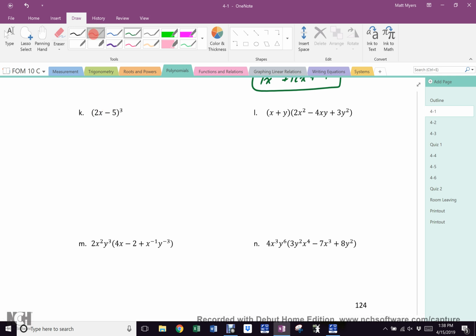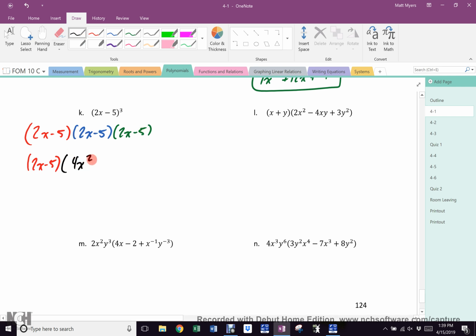This one, barfy. 2x minus 5, 2x minus 5, 2x minus 5. Now, I like to take care of these two first, so I'm going to leave 2x minus 5, and I'm going to take care of this one. 4x squared minus 10x minus 10x plus 25, to get 2x minus 5 times 4x squared minus 20x plus 25. Then I've got to do it all again.